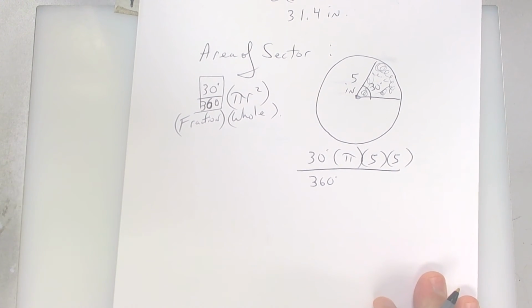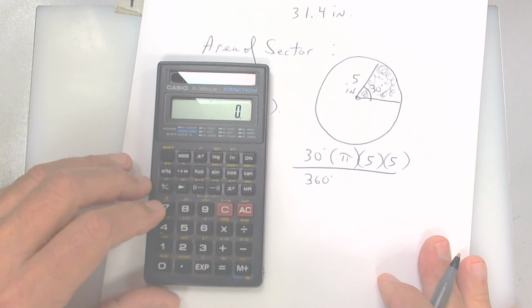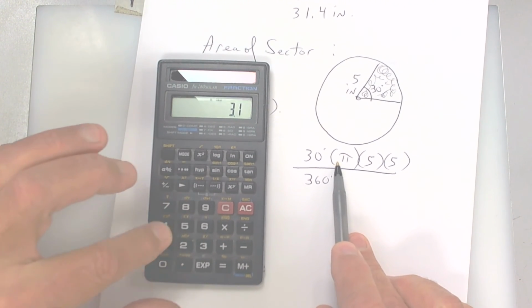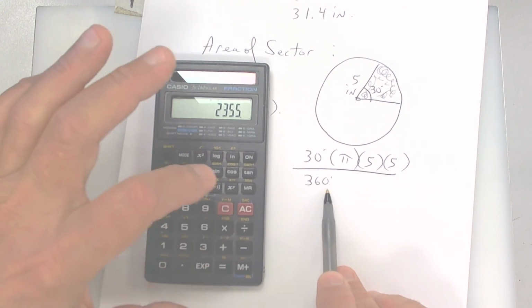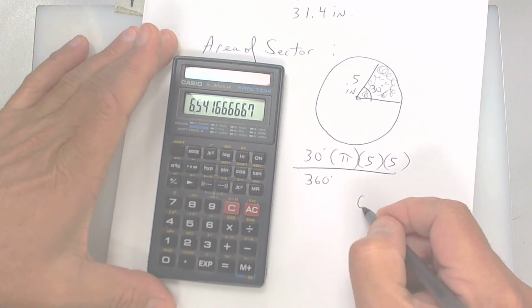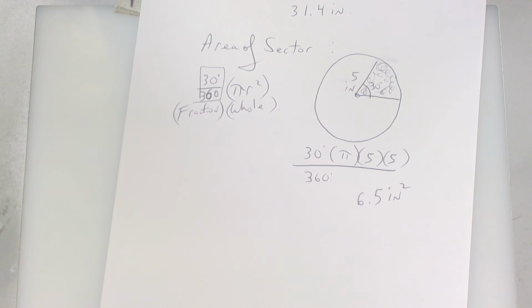So you get your calculator. Let's try this one. So you're going to take 30 times 3.14 times 5, press equals. Don't forget to divide by 360, and when you do, you get 6.5 square inches. That's called the area of the sector.